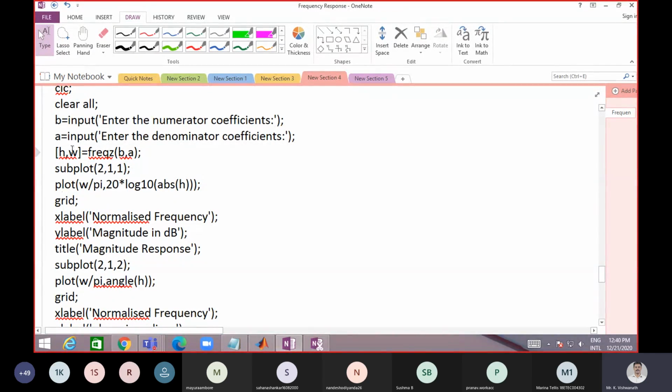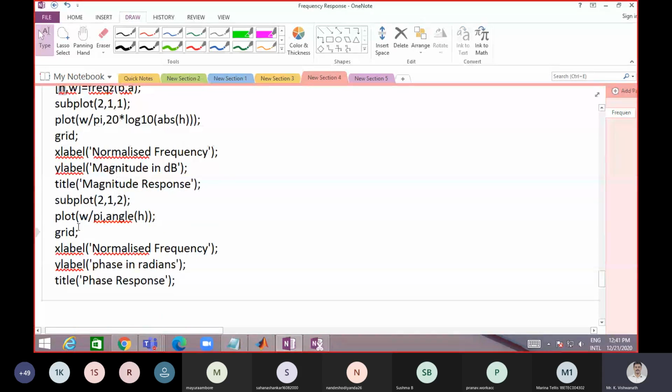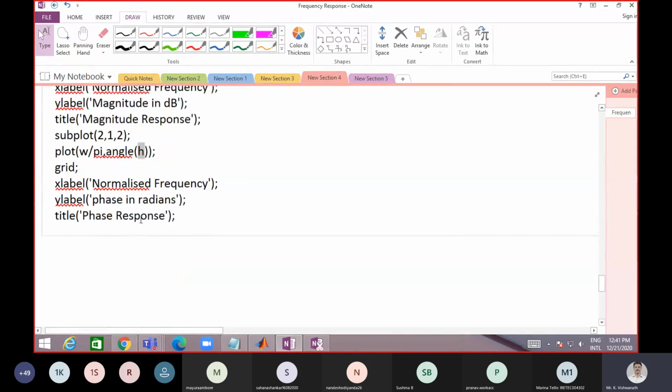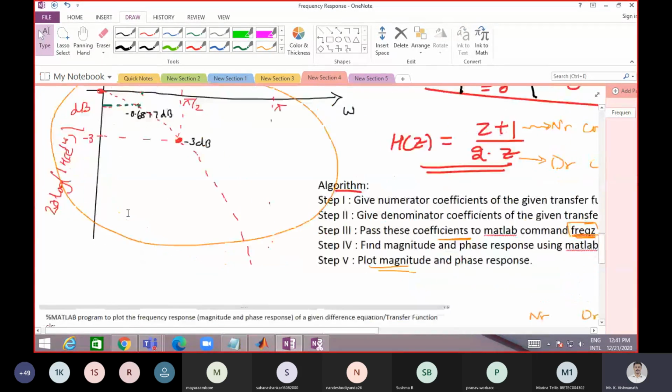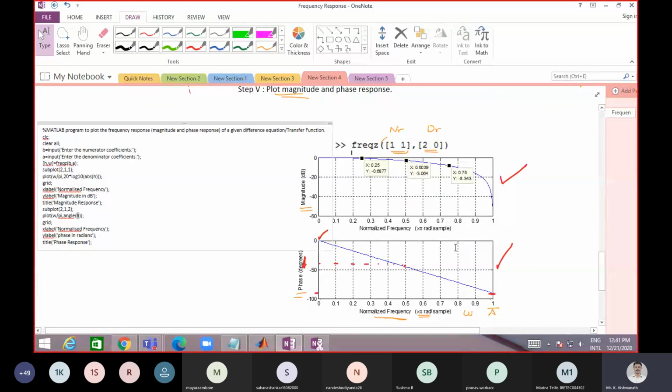Plot with respect to the frequencies w's. 20 log of absolute value of h will give you the magnitude, whereas in the second plot we can plot angle of h, that gives the phase of this particular h. So this is what we got after using the set code here. Okay, so magnitude response we have got, phase response we have got.